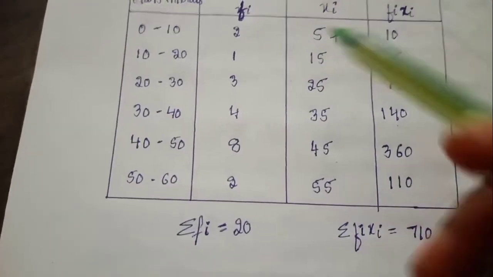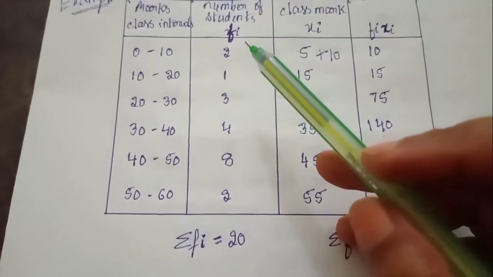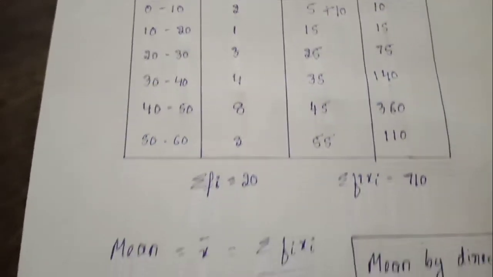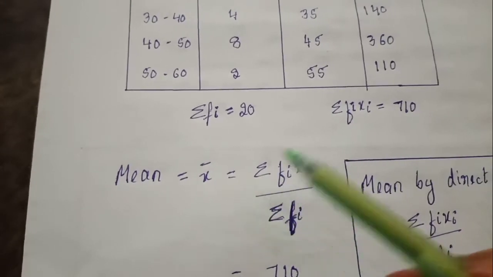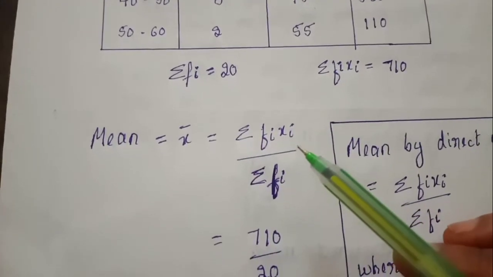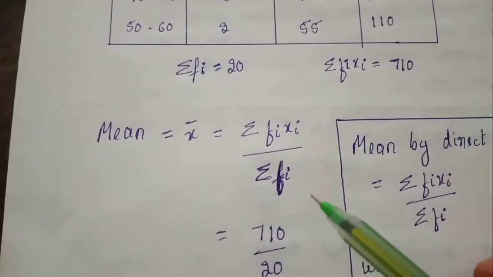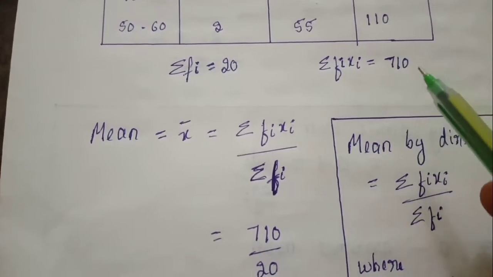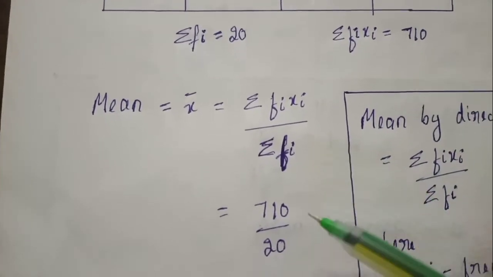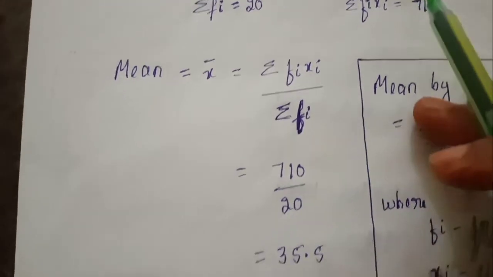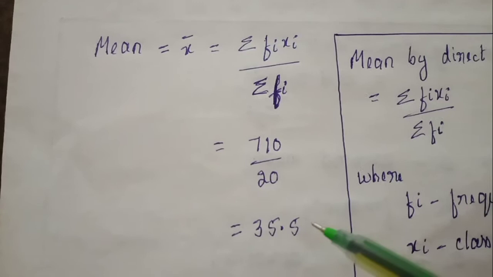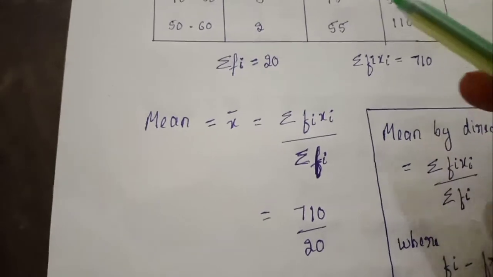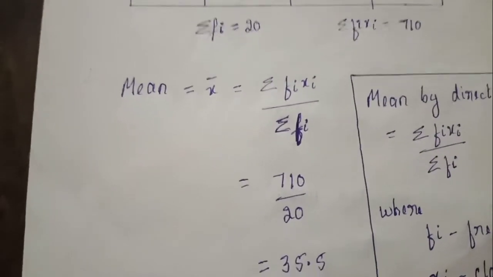Then how many students do you have here? That is the frequency. Summation of fi, when you add here, you get 20. Then what is the formula? Mean, x bar, equals summation of fi xi divided by summation of fi. Summation of fi xi here is 710, divided by summation of fi, which is 20. So divide it, we get 35.5. So this is called the mean of the given grouped data by the direct method.